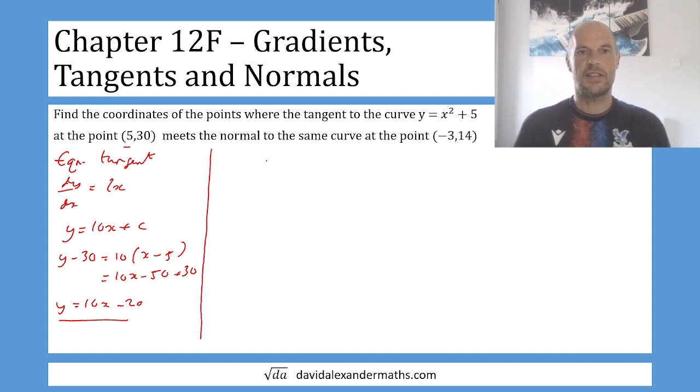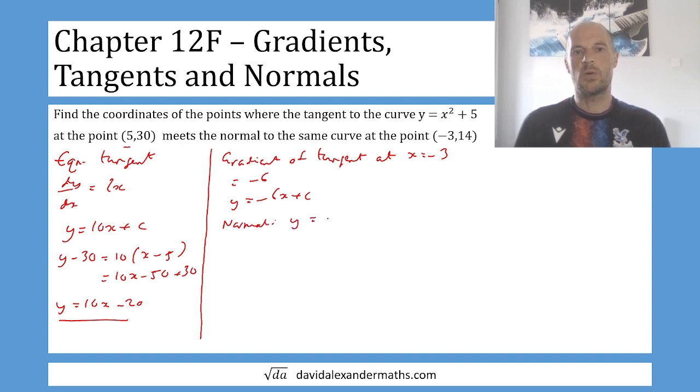Okay, right, let's think about the normal. We know that dy by dx is 2x, so the gradient of the tangent at x equals negative 3 is 2 times x, so that is going to be minus 6. So the tangent is y equals minus 6x plus c, so the normal will be y equals positive 1/6 x plus c. So let's just do y minus 14 equals 1/6 of (x minus negative 3), so (x plus 3).